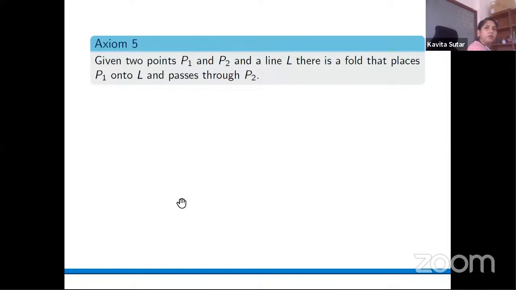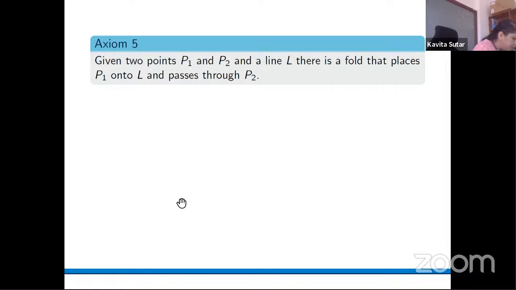What I want to do is find a fold that places P1 onto L and passes through P2. With origami, this is nothing difficult. I just have to make sure that the fold passes through P2 and places P1 on the line L. So I have to do some moving around, and I will place this point here, on the line.